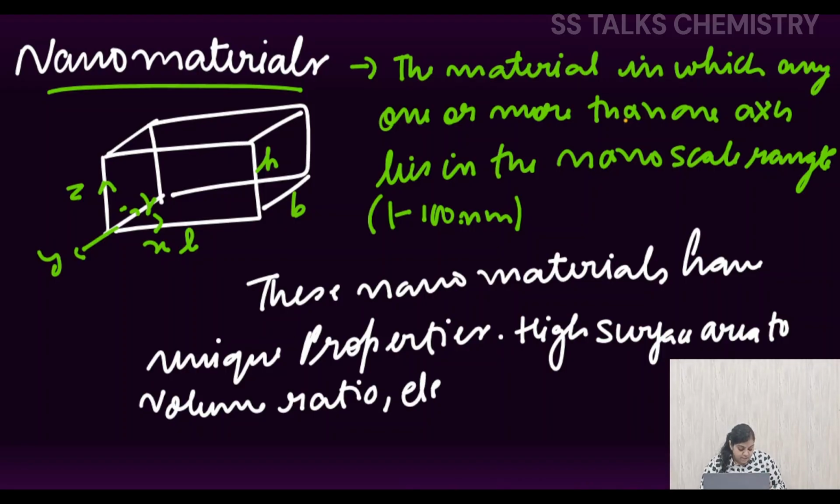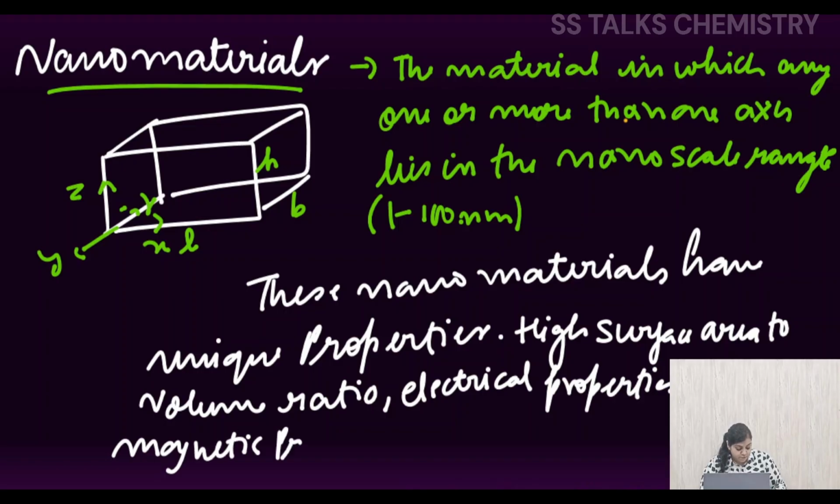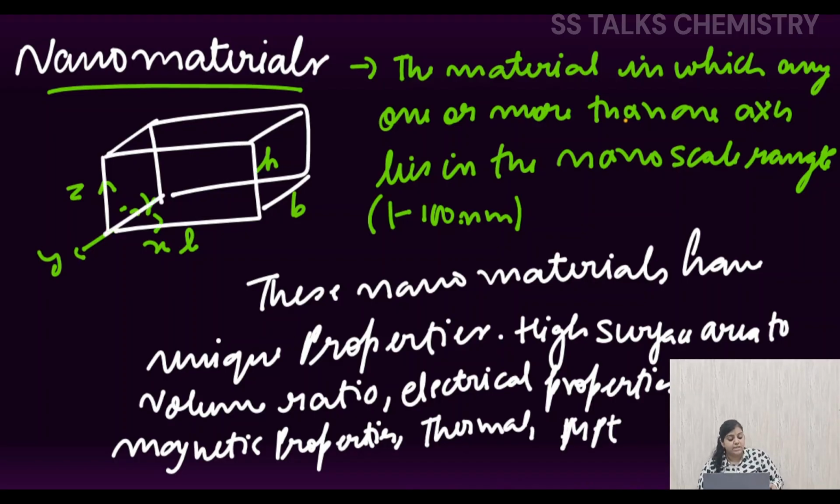There will be a difference in their electrical properties that you will observe. Their electrical properties change. Their magnetic properties also change. Their thermal properties change, and their melting points change. So all these characteristic properties of the materials change when you shift from the bulk material to the nanoparticle range.